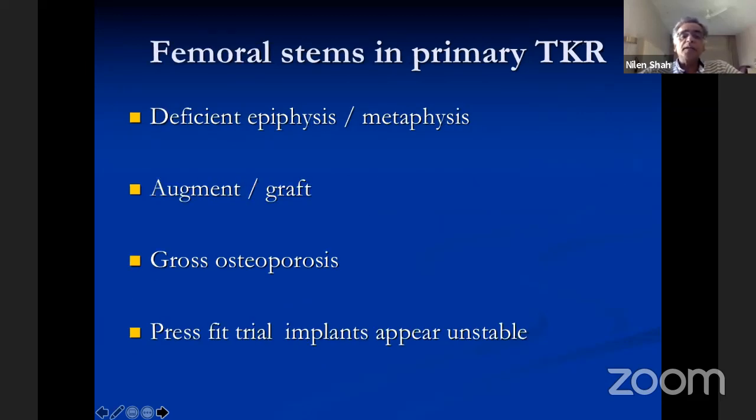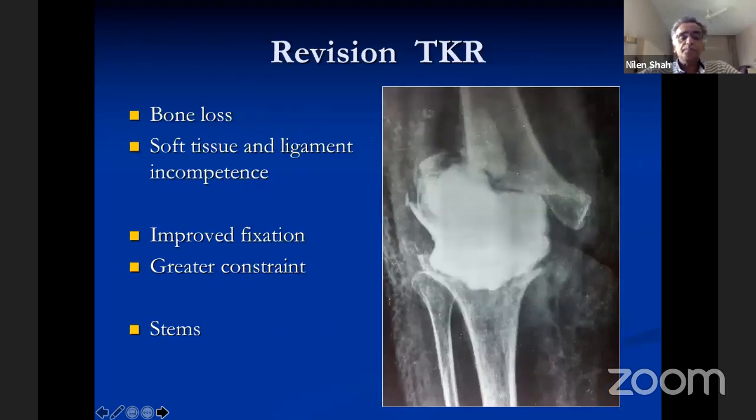Similarly, femoral stem: if there is a deficient epiphysis or metaphysis, if you augmented it or grafted it, again gross osteoporosis, or if the press fit trial implants appear unstable, you would put a femoral stem. Some people have been putting in stems in morbidly obese patients also, but I don't think the literature is still clear whether you always should or you shouldn't.